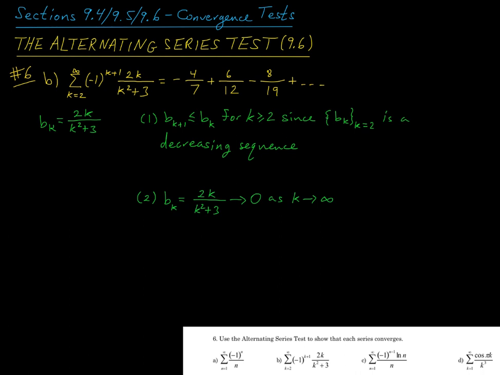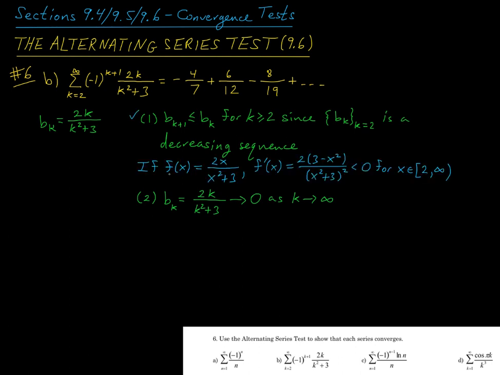It is true that this is a decreasing sequence, but it takes a little bit of work to show that. To show this, let f of x be 2x over x squared plus 3. Note that its derivative in simplified form is 2 times the quantity 3 minus x squared all over the quantity x squared plus 3, squared, and this is negative on the interval from 2 to infinity. That's because the expression in parentheses in the numerator is negative on that interval. So since the derivative is negative on this interval, f decreases on that interval, and so the sequence b sub k is decreasing. That's the first condition.